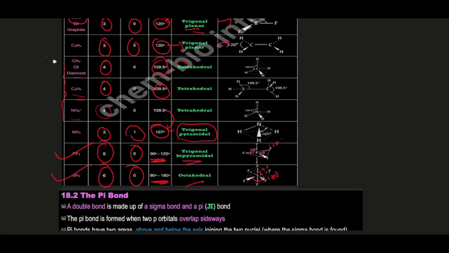In both cases the shapes are also different. You can see this is trigonal bipyramidal, this is octahedral. Did you see that? You can see that basically.